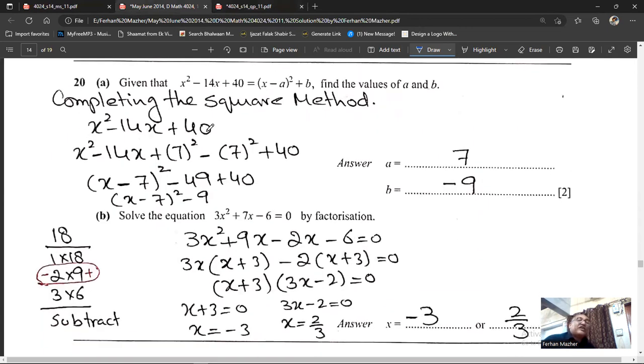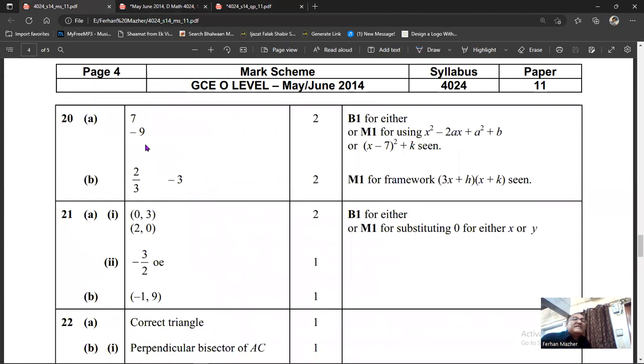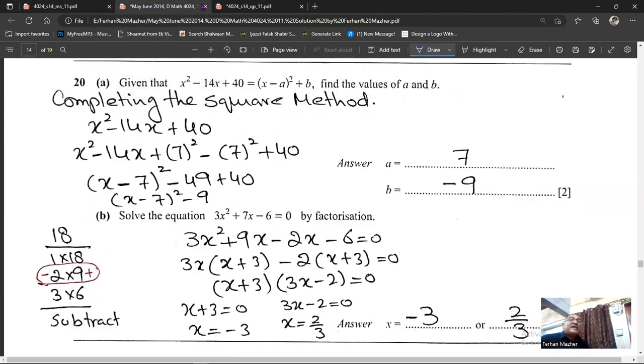So x square minus 14x plus 40. I will add 7 square and I will also subtract 7 square. So x square minus 14x plus 7 square minus 7 square plus 40. These 3 terms will make x minus 7 whole square. This will be minus 49 plus 40. So x minus 7 whole square minus 9. So when you compare it, A will be 7 and B will be -9. Our answers are right, completing the square method.